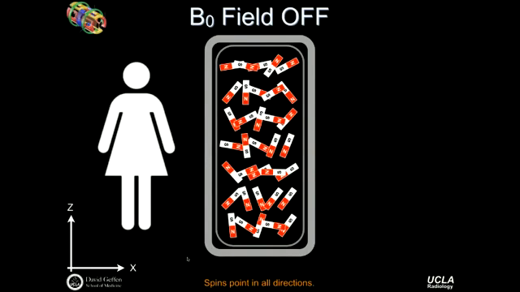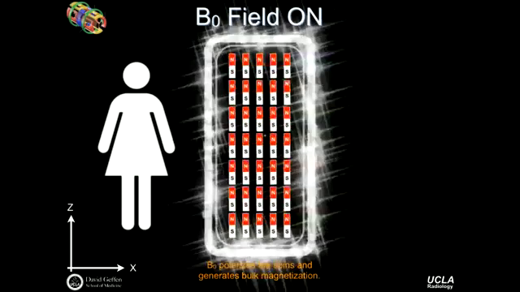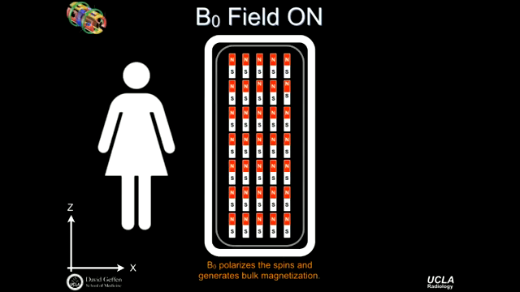And at equilibrium, meaning when the B0 field is off and you're just flying there or in a scanner with no net field, the spins are just going to point in every possible direction. But something interesting happens when the B field is turned on, right? So we energize our coil, our magnetic dipoles actually orient favorably along the B0 direction. So one of B0's main functions is to polarize the spins and generate bulk magnetization.